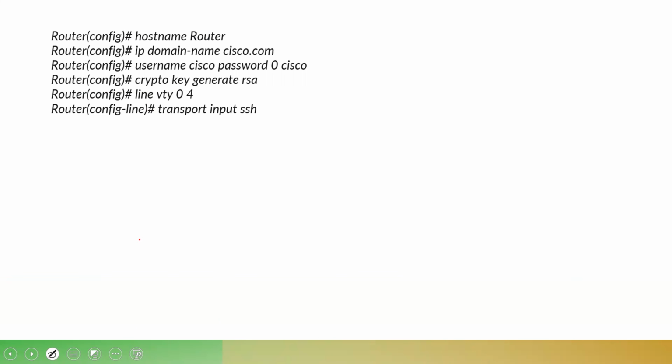So how can we configure it? Give the router name, give the IP domain name, give the username and password, and then generate the crypto key. Go to the line VTY, and make sure that transport input is SSH enabled.